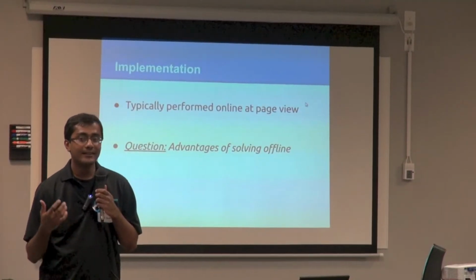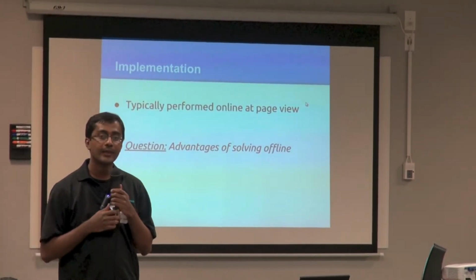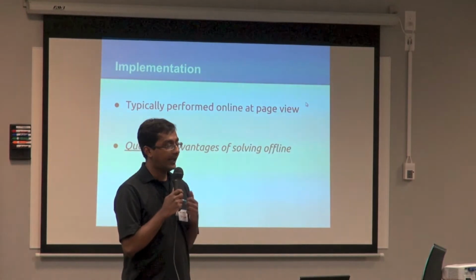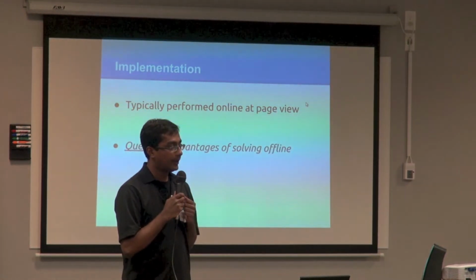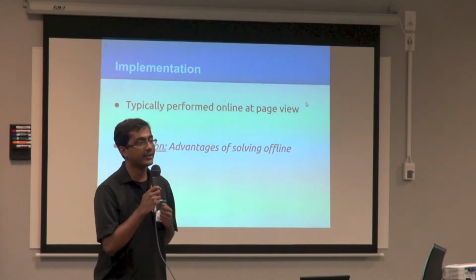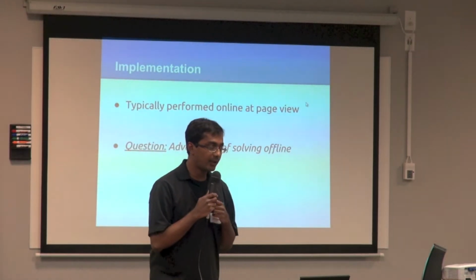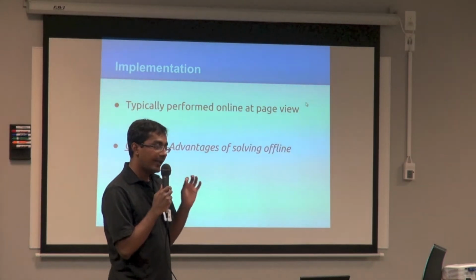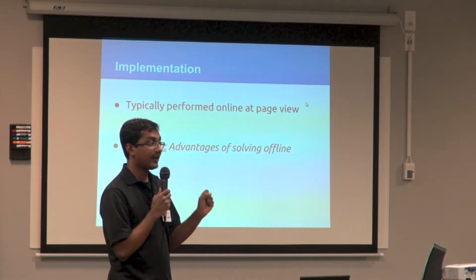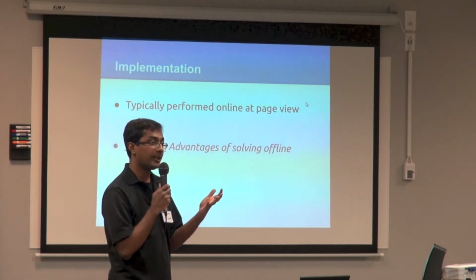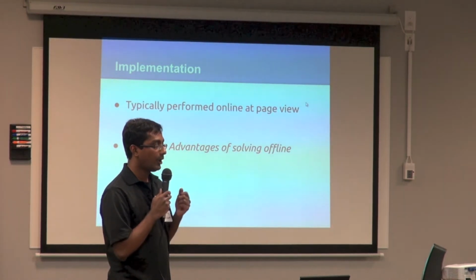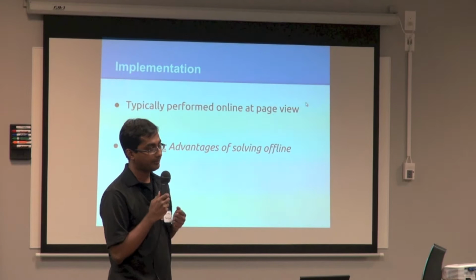Largely for today, what we're going to look at is how this implementation happens, and how we can take this implementation that is often online and convert it to something that's solved offline. There are some notable exceptions to recommendations, like Netflix, which does this offline. But in a lot of cases, these recommendations are generated online. When you're looking at the page view, you're trying to figure out what are the best recommendations for this page. What are the most related pages that I can show the user?